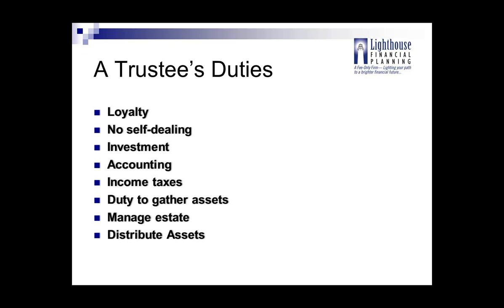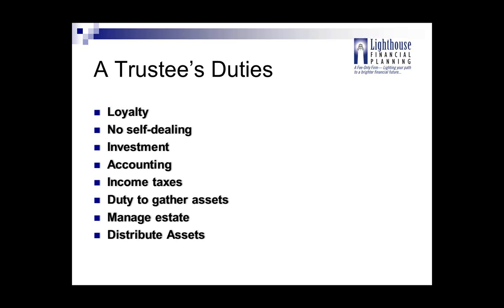Now, as a trustee, you have a number of duties and obligations to the beneficiaries. And again, if you are the sole beneficiary, there's really no one to enforce these obligations. As a trustee, you have a great deal of control and discretion over the management and distribution of trust assets. And as a trustee, you owe a duty of loyalty to the trust beneficiaries. As such, you should try to avoid all conflicts of interest.